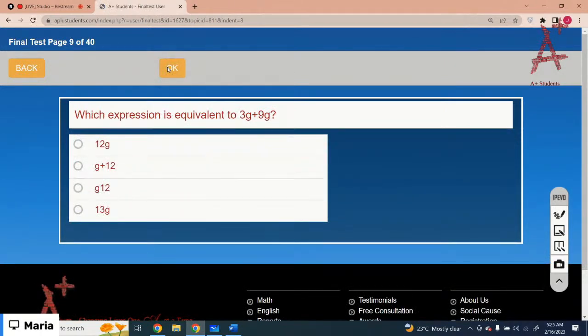Okay, which expression is equivalent to 3g plus 9g? So both of them have the same variables. You can just add their coefficients. So 9 plus 3 is 12. So the correct option is 12g.